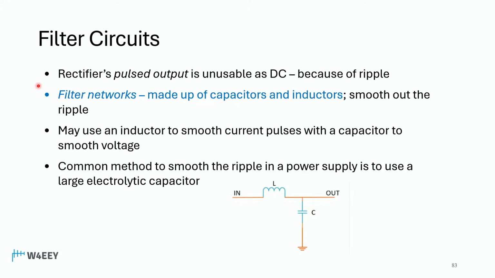The rectifier's pulsed output is unstable or unusable as DC because of the ripple. If you were to hook up this kind of a full-wave rectifier to an audio circuit, for example, you'd hear nothing but hum. So we use filter networks made up of capacitors and inductors to smooth out the ripple. So here's the output of the rectifier, a coil and a capacitor. A lot of times you'll just see big capacitors because coils are expensive. So a common method to smooth the ripple in a power supply is to use a large electrolytic capacitor, either inductor and capacitor or a large electrolytic.